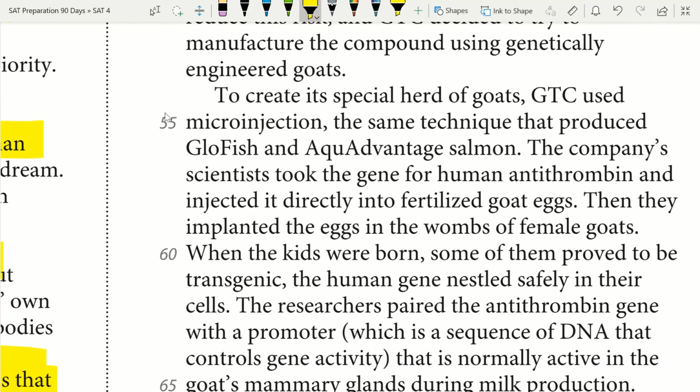To create its special herd of goats, GTC used microinjection, the same technique that produced GloFish and AquAdvantage salmon. The company's scientists took the gene for human antithrombin and injected it directly into fertilized goat eggs. Then they implanted the eggs in the wombs of female goats. When the kids were born, some of them proved to be transgenic, the human gene nestled safely in their cells.